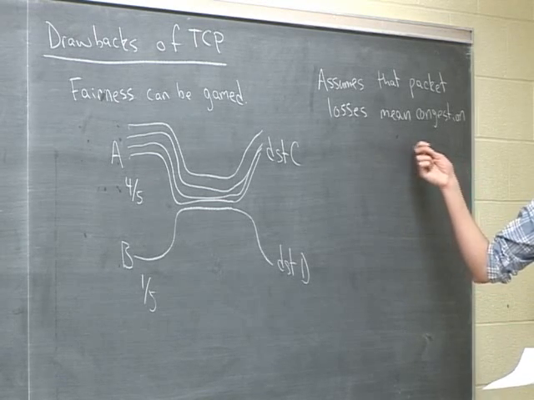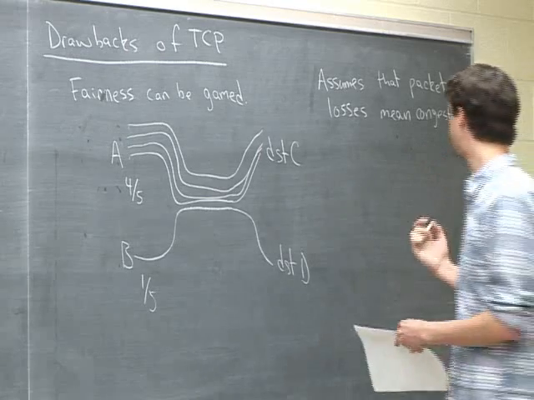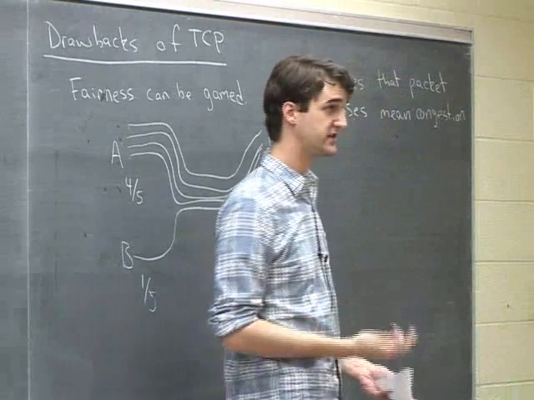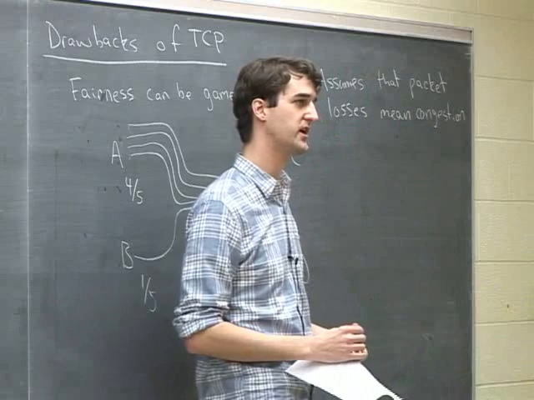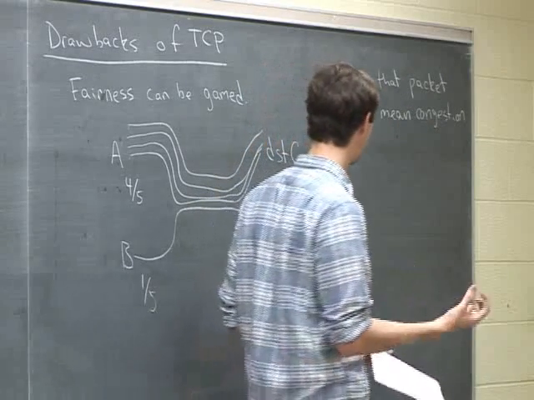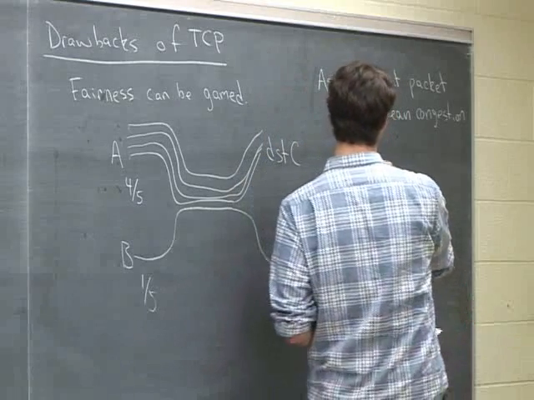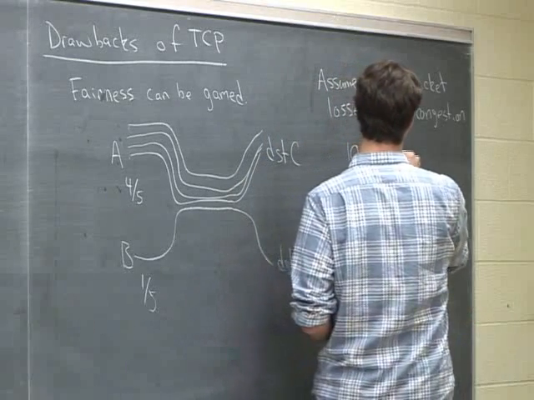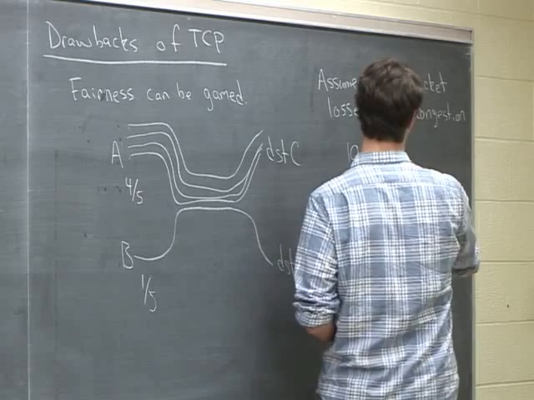And it gets really bad when we have high-speed links. So as an example, in a data center network, these servers have very, very fast connections to the network. So they typically have a 10 gigabit per second link.